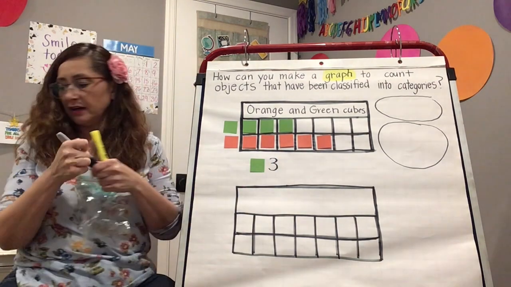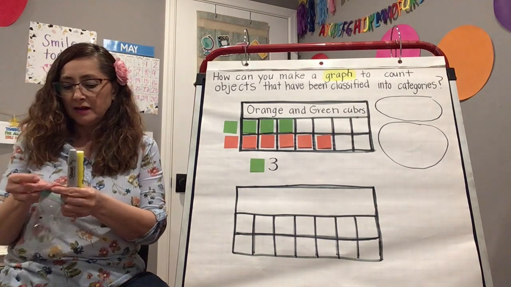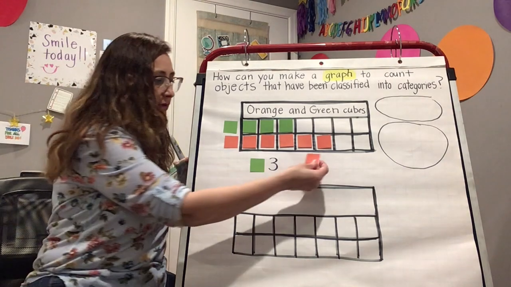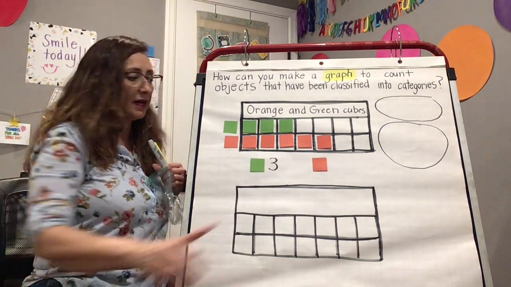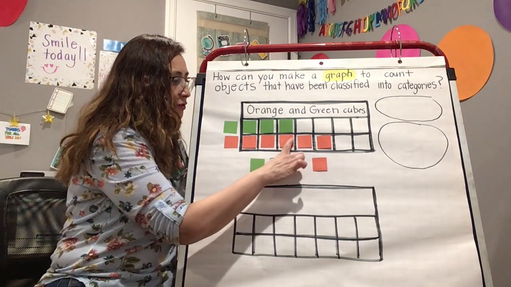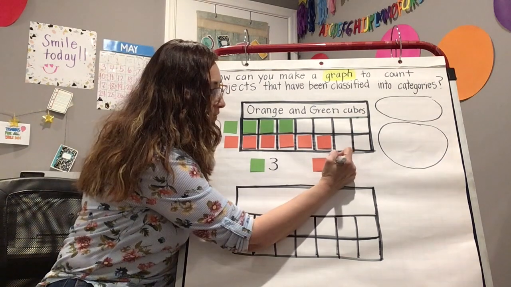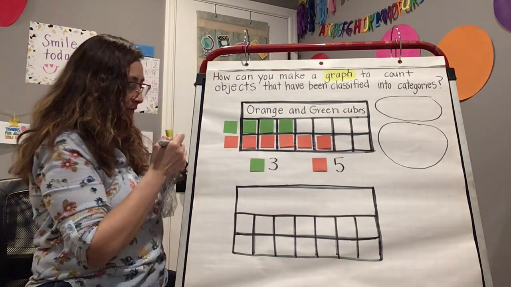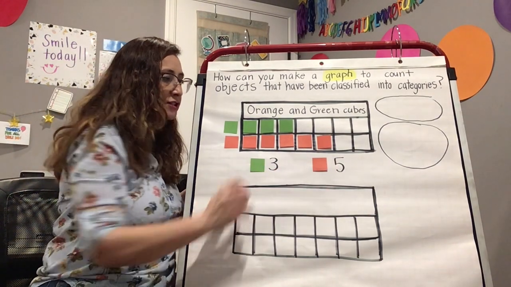And then here, I'm going to put down my orange category, how many orange cubes. And now we can count how many? 1, 2, 3, 4, 5. So now I could write 5 here. I have 3 green cubes and 5 orange cubes.